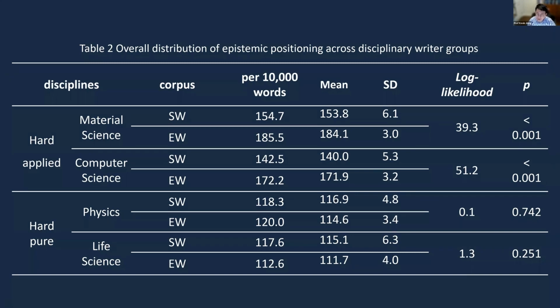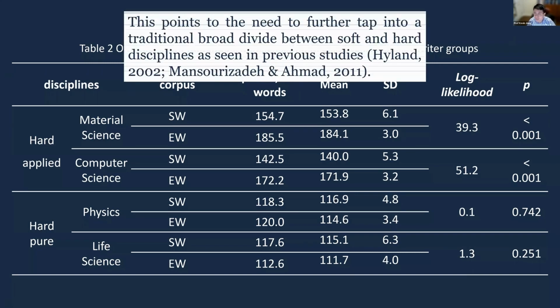We think this points to the need to further tap into the traditional broad divide between soft and hard disciplines, as we mentioned at the beginning, because previous studies were mainly concerned with such a broad divide. They don't look at subtle disciplinary differences. So we think we need to go further into the disciplinary difference when we consider the difference between students' and expert writers' writing practice.